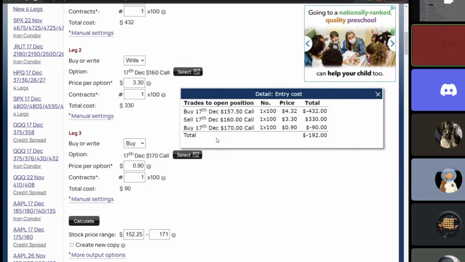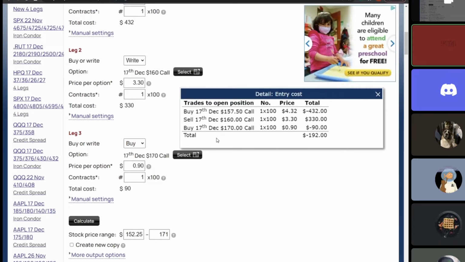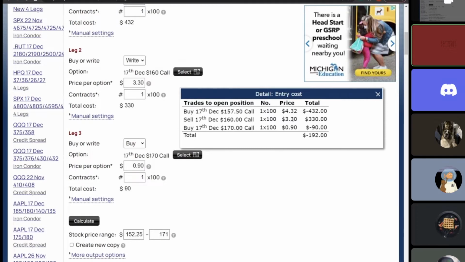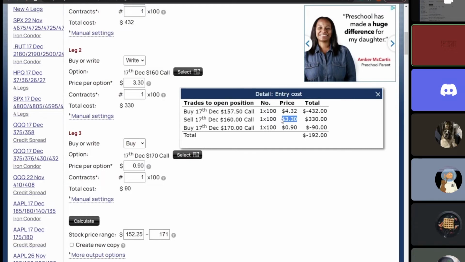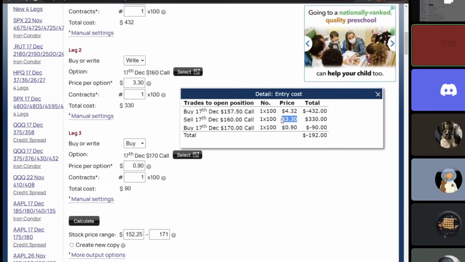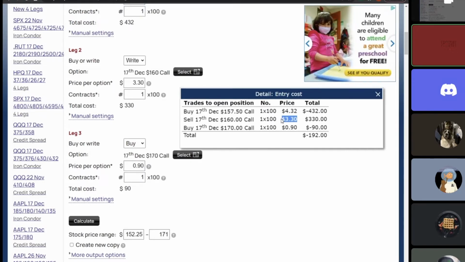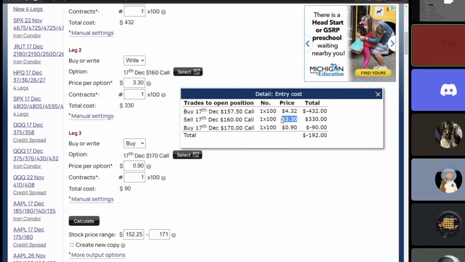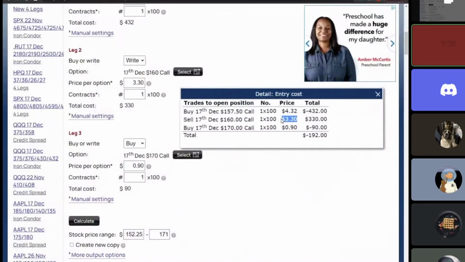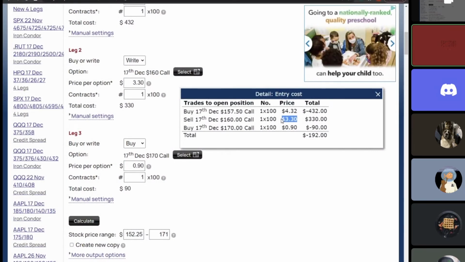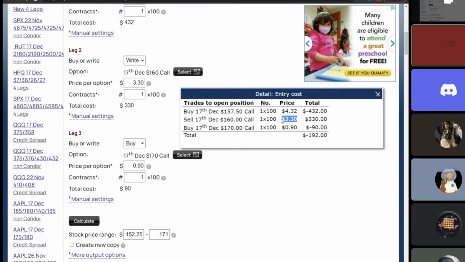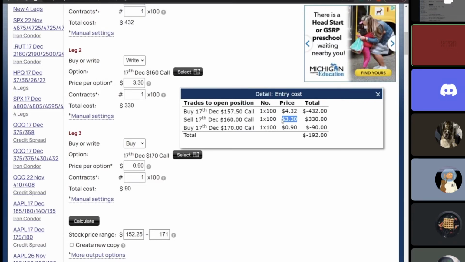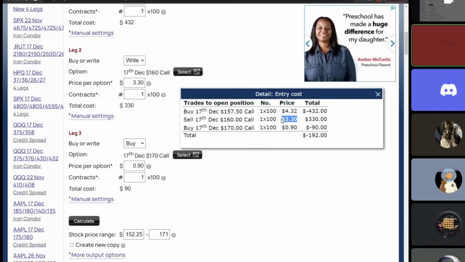So the only purpose of selling the 160 is to collect premium. In this case I'm saying it's super bullish. I'm saying it's going to be at 170 by December. But I don't want to risk my own money. So if I'm saying it's going to be at 170, why don't I sell a call at 160, protect myself at 157, and collect that $93 or $90, so I can then take that and buy the call, or excuse me, $102 in this case. So I'm collecting 102 back on it.